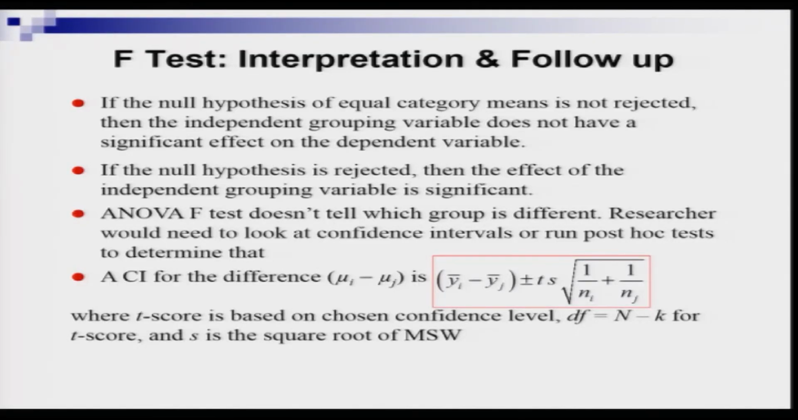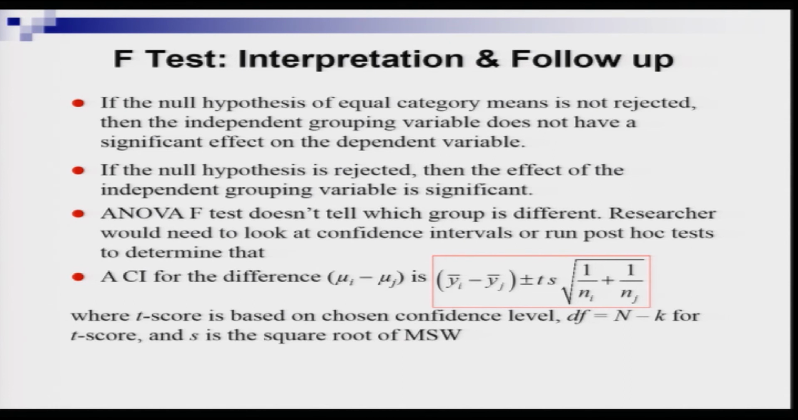So, if you reject your null hypothesis, what would you do next? You have to get some idea of which population mean could be different from the rest. Here you can look at the confidence intervals, or you can run post hoc tests to determine this. But let us not talk about the post hoc tests now, because that is something we have not discussed. Let us have the discussion regarding the confidence intervals only, because that we have discussed previously.